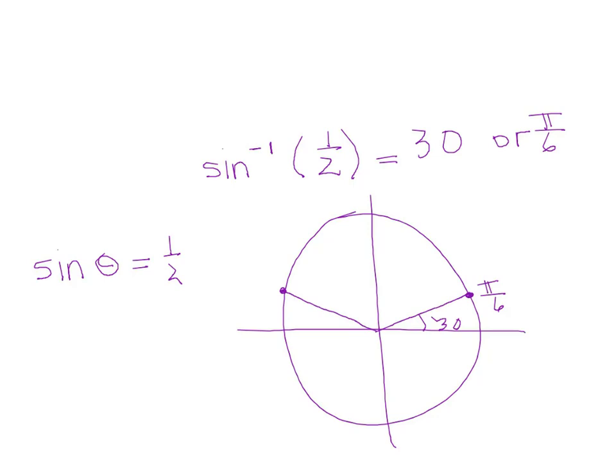Now, I don't care how many times you put it into your calculator, you'll only get 30 degrees back. Because it's 1-to-1, it has to give you the one value between minus 90 and plus 90. That one value is 30 degrees, right? Yeah. But how are we going to find the other angle? Because there's another angle here that your calculator can't give me.